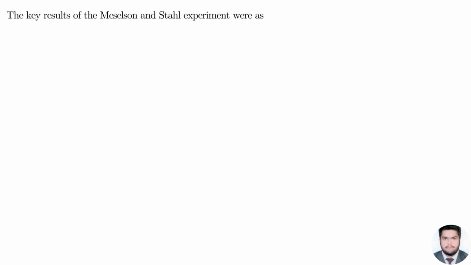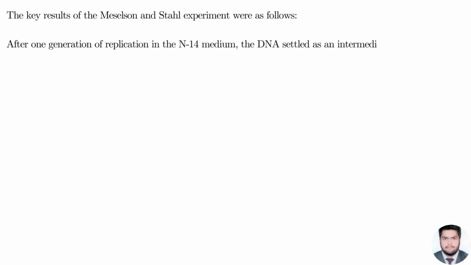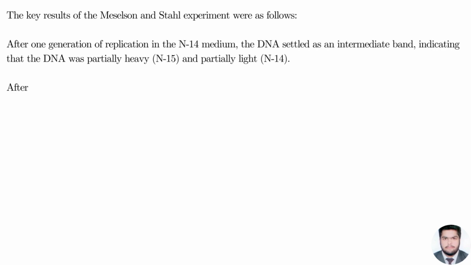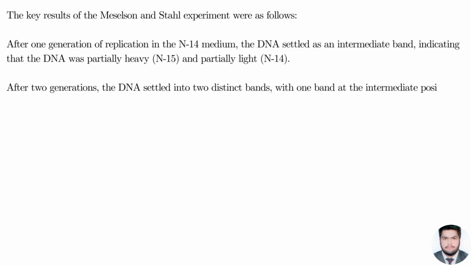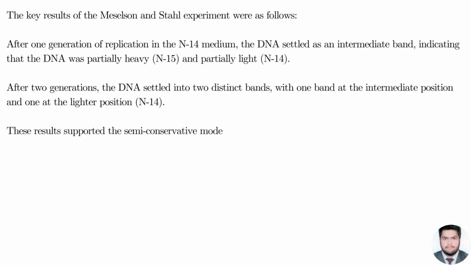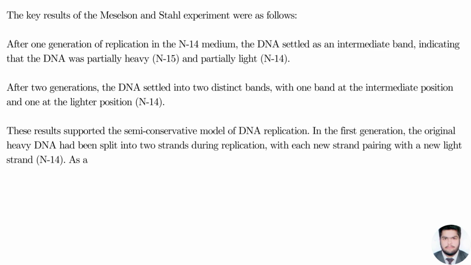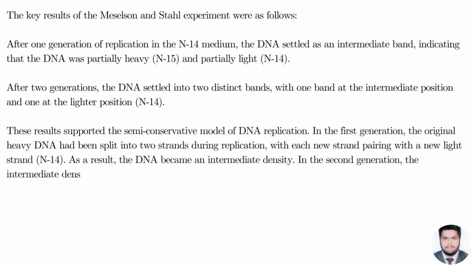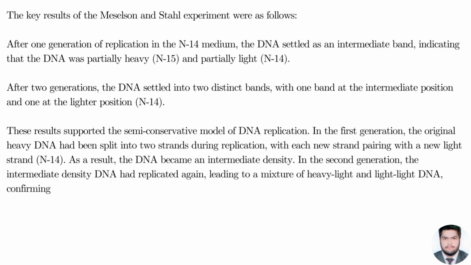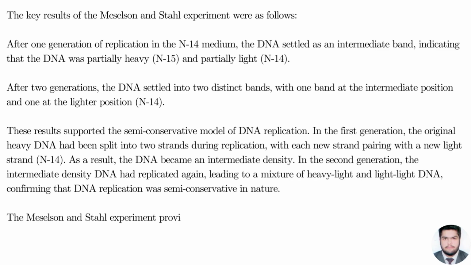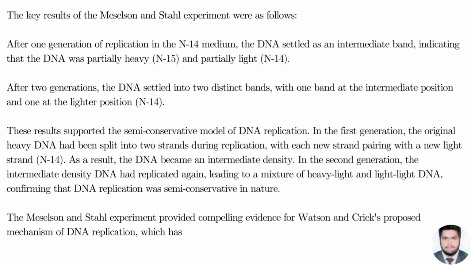The key results of the Meselson and Stahl experiment were as follows. After one generation of replication in the N14 medium, the DNA settled as an intermediate band, indicating that the DNA was partially heavy N15 and partially light N14. After two generations, the DNA settled into two distinct bands, with one band at the intermediate position and one at the higher position, N14. These results supported the semi-conservative model of DNA replication.